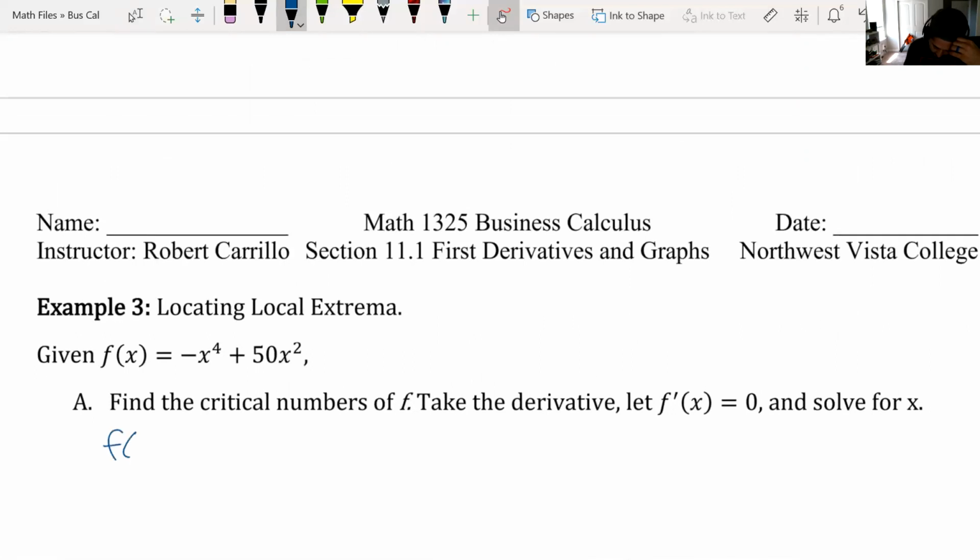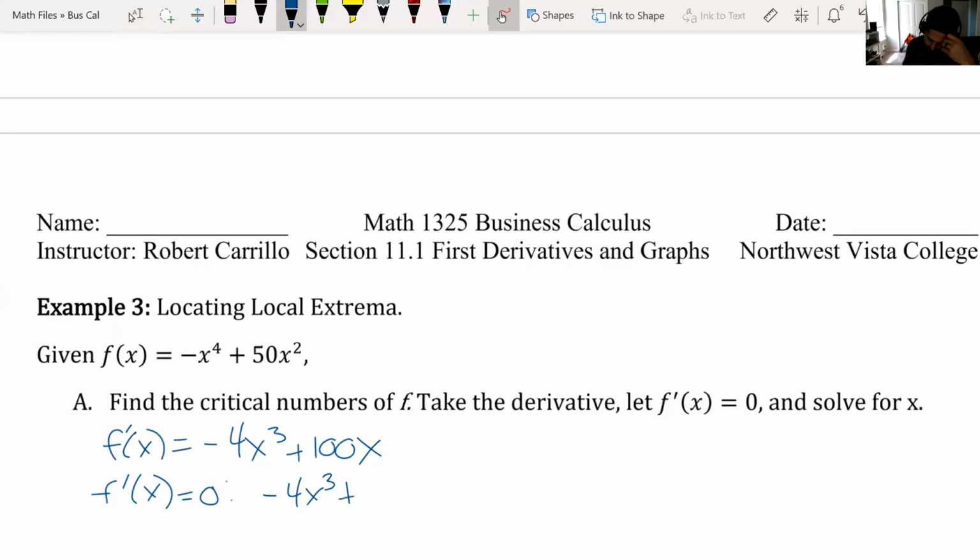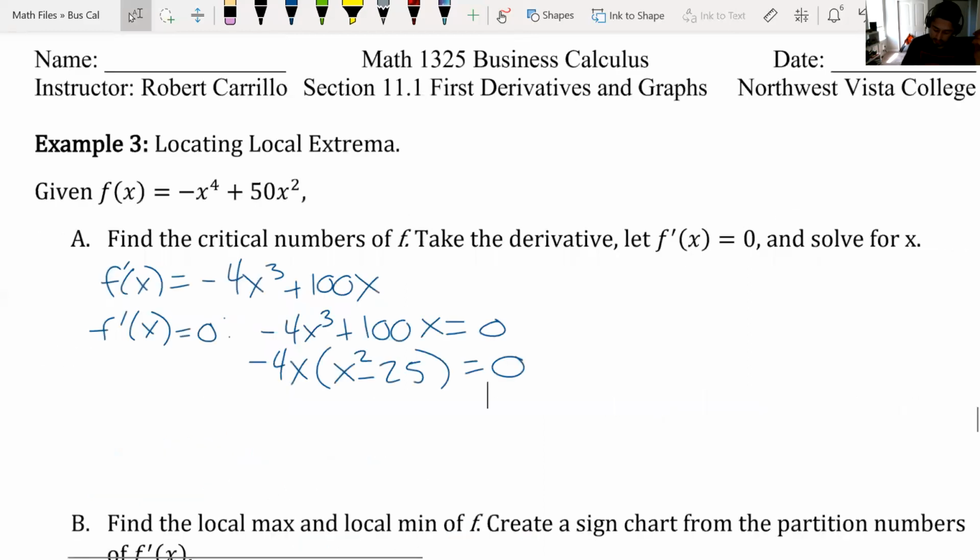Okay. F prime of x equals negative 4x cubed plus 100x. Perfect. There's the derivative. Now set it equal to 0. Negative 4x cubed plus 100x equals 0. Greatest common factor of negative 4x. So I'm going to take out a negative 4x. That leaves me with x squared minus 25 equal to 0. And then solve for x.